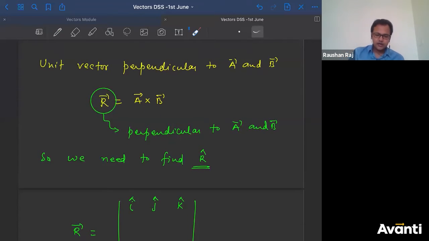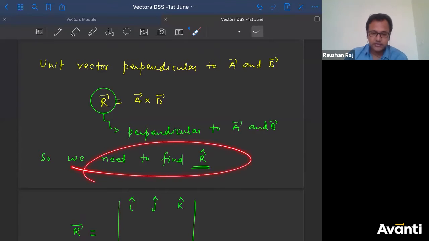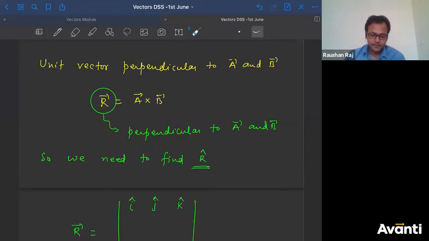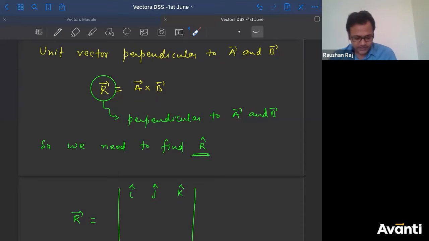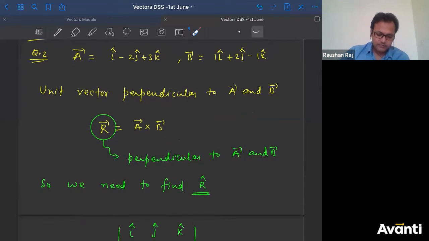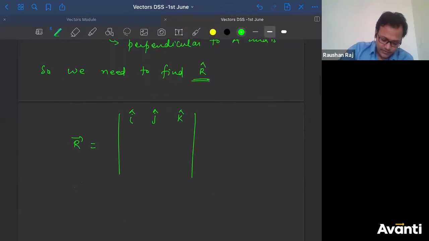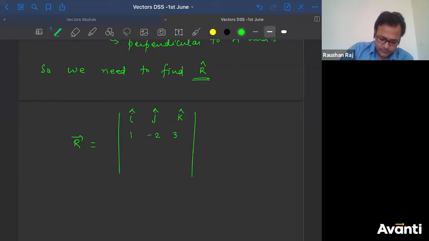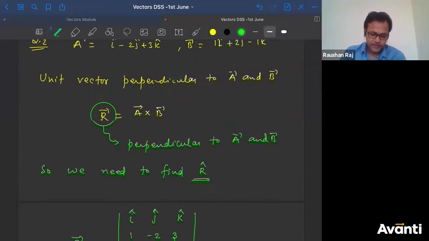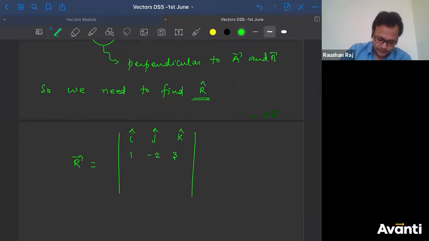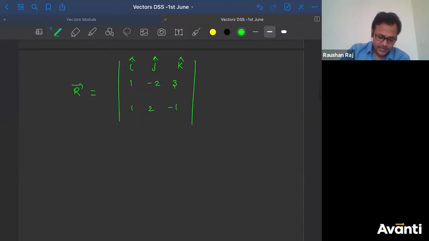Why are you saying R dot A? But what is R? Do you know R? If you already know R, why would you find R cap then? Okay, look, so what will we find? What is vector A? 1, minus 2, 3. What is vector B? 1, 2, minus 1. Now find this.